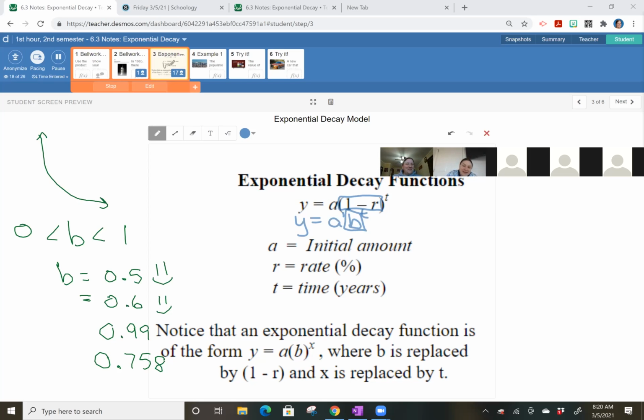Can it ever be 1, guys? Can it ever reach 1? No. Oh, perfect. If it was 1, it would be a horizontal line, and then it wouldn't be exponential. So I'm glad you guys noticed that. That's cool. All right, so let's get to the example.